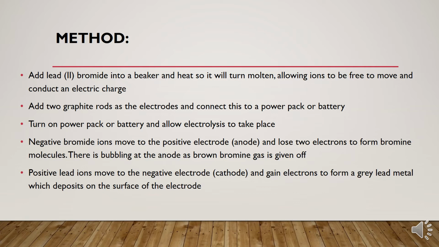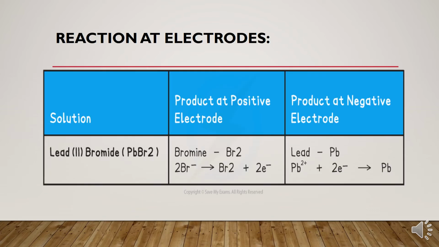Now we are going to check what happens at the cathode and anode. The cathode is the negative electrode, where lead ion receives two electrons to become lead. In the case of the anode, negative bromide ions lose two electrons to form bromine molecules. These are the half reactions that take place at the cathode and anode.